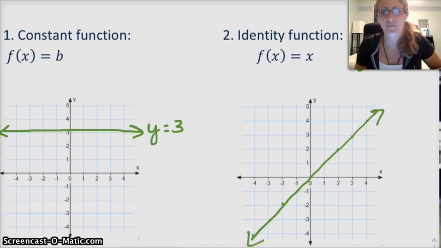Basic linear function, also known as the identity function, because you put a 1 in, you get a 1 out, right? So it doesn't change anything. That's why it's called the identity function. Anyways, side note, that's all.